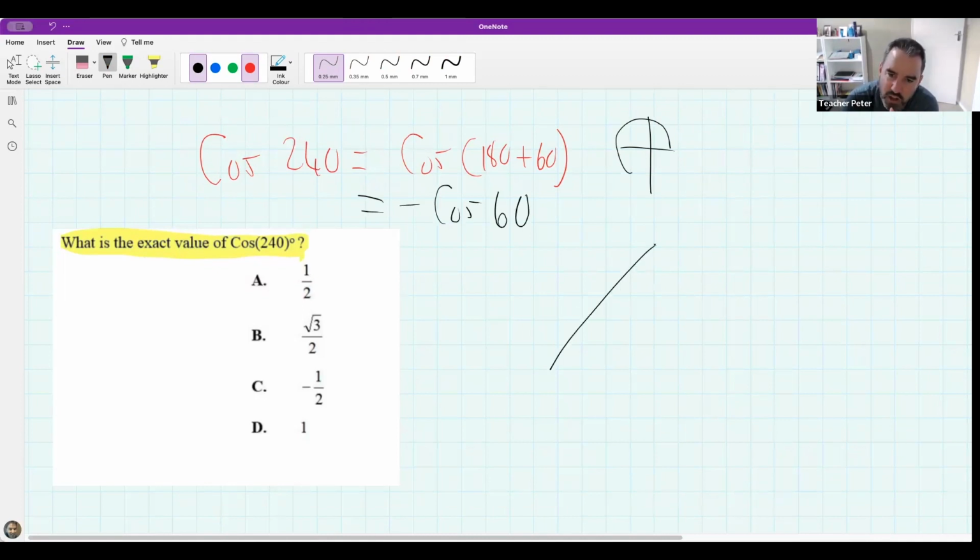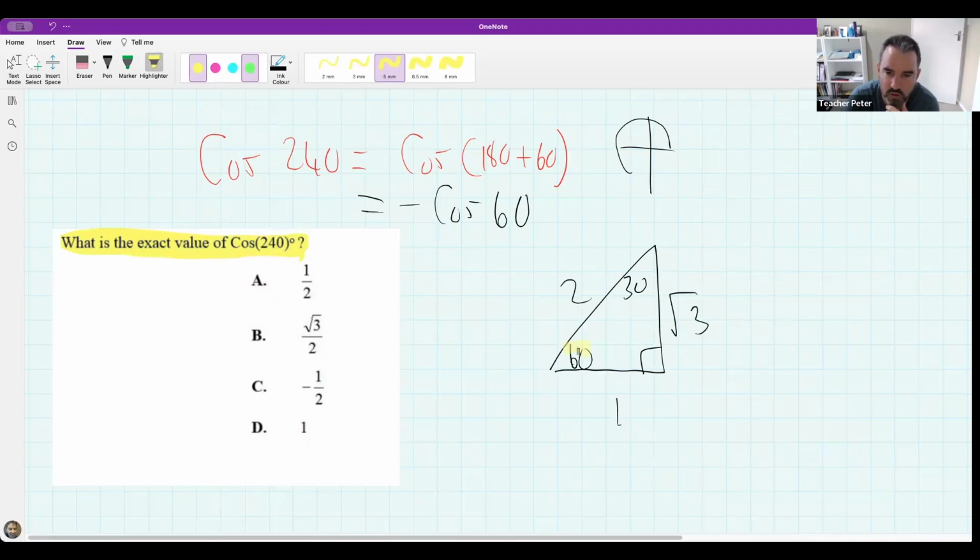But just to show you how you would get a value, you would need this triangle. And then because 60 was the reference angle, this would be O, this would be A, that would be H. And we know that the cos of 60 is just A over H. So it's, and the minus is there. So the answer is C.